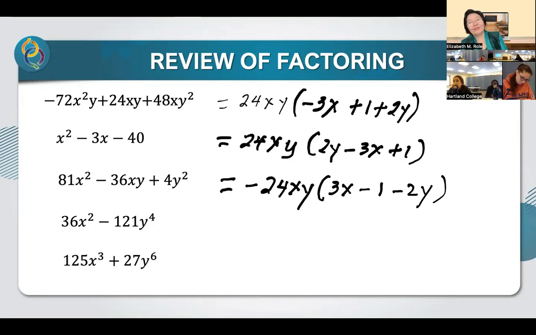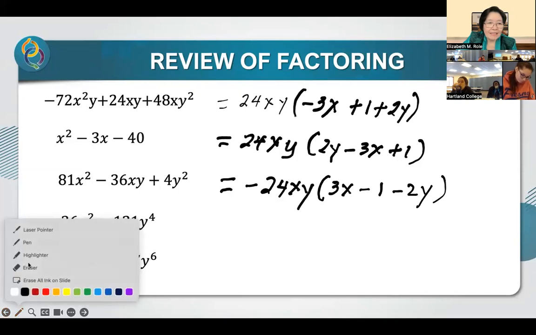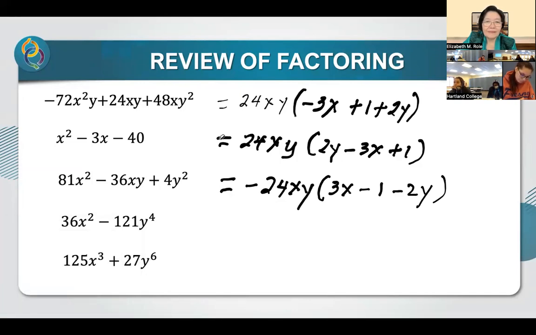Yes. So any of those will do. It doesn't matter, as long as when you multiply again, you'll get the answer, which is the original problem. So any of those will do. All right. I think that, yeah, we're just trying to remember what we have learned previously. Okay, for the next, can I erase now all the ink on my slides? All right, or maybe just this one.